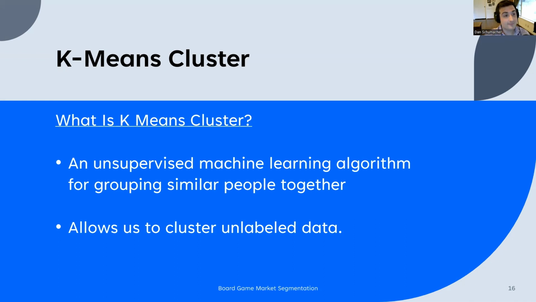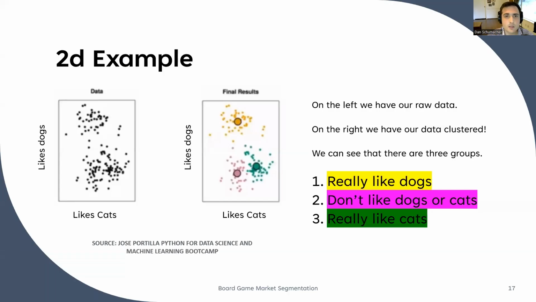Now that we have our mega variables, or our abstract constructs as they're called, we need to do k-means clustering. This is an unsupervised machine learning algorithm for grouping similar people together. And it allows us to cluster unlabeled data. I have some examples for you if that's confusing. Here's the first one, which looks at, in this case, whether a person likes dogs or whether a person likes cats. Here's the unlabeled data, and then using the machine learning algorithm, we're able to label the data into 3 groups: the yellow group, the pink group, and the green group.